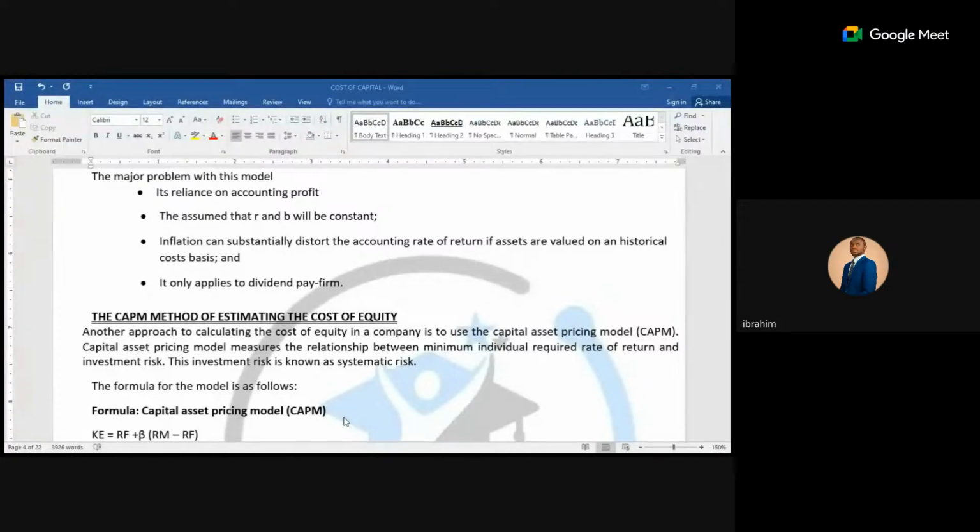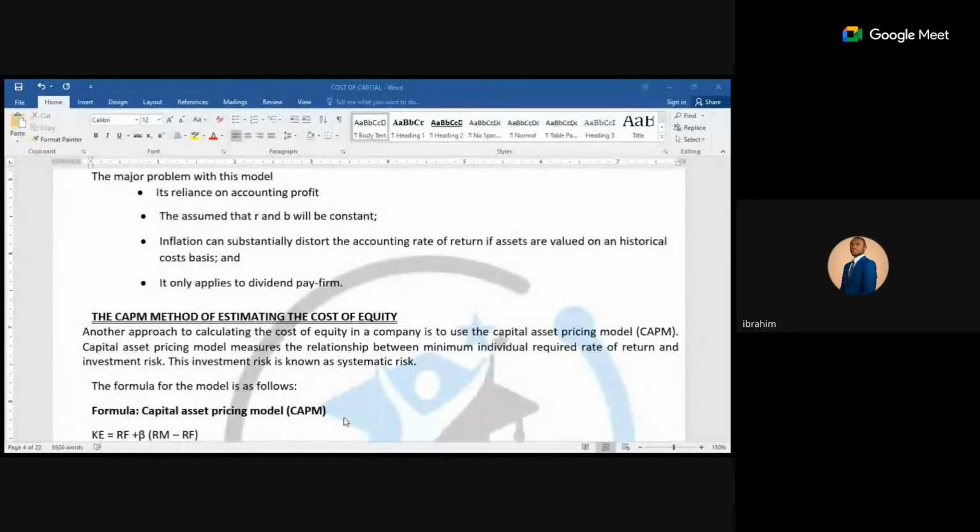the second method of estimating cost of equity, class, is the CAPM, which is the capital asset pricing model. You can use it to estimate the cost of equity. Class, the capital asset pricing model is a method of estimating the cost of equity.